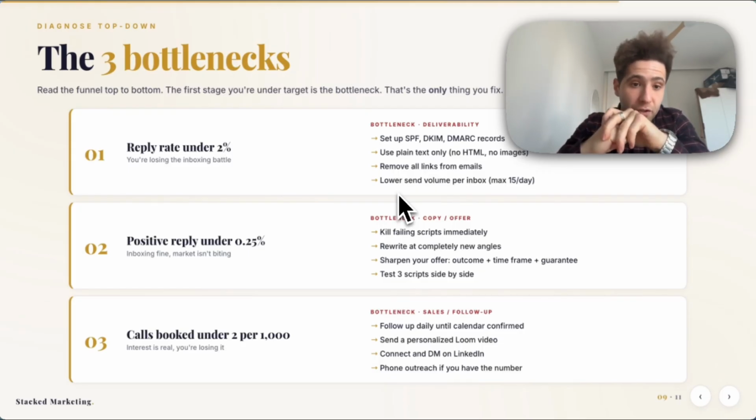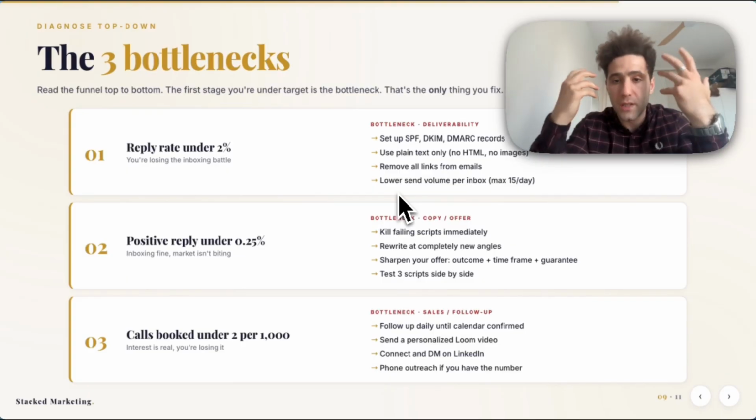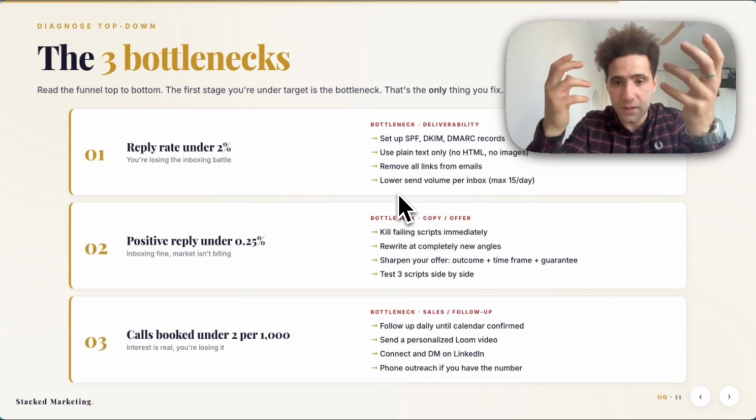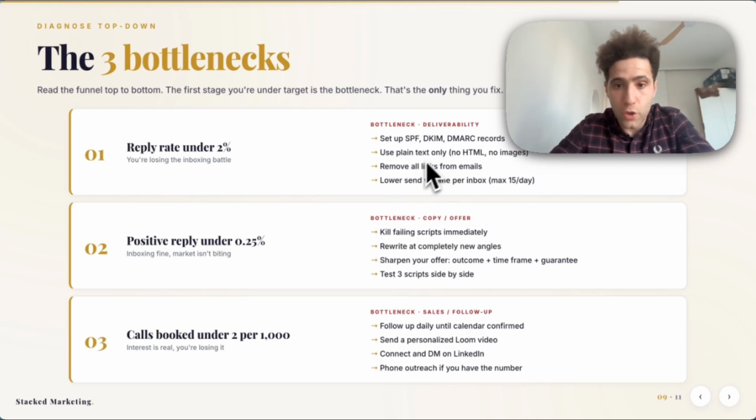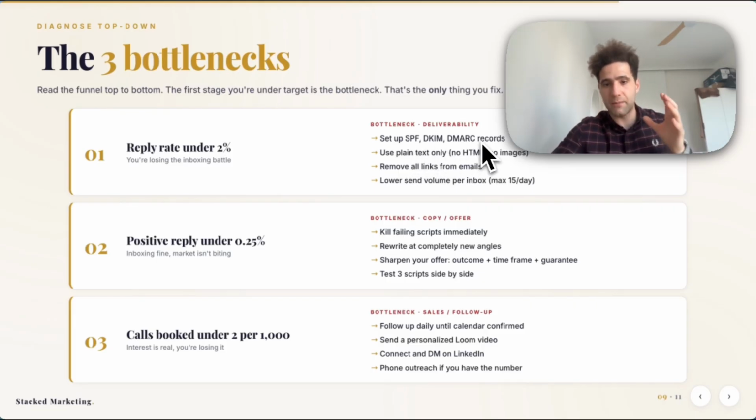If your reply rate is under 2%, then you will know that it is probably going to be a deliverability problem. If it's a deliverability problem, then there are multiple different ways that you can immediately address and fix this issue. It could be that you have not set up your SPF, DKIM, or DMARC records. These are absolutely mandatory technical requirements that you need to set up in your cold email campaigns before you launch. If you don't have them, you will almost certainly land in spam.